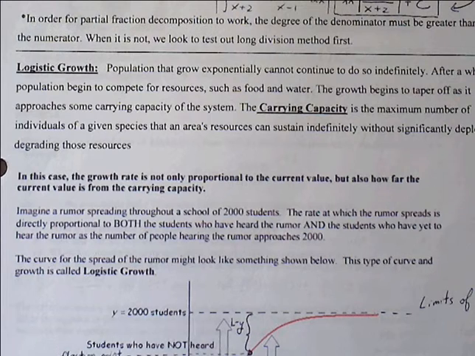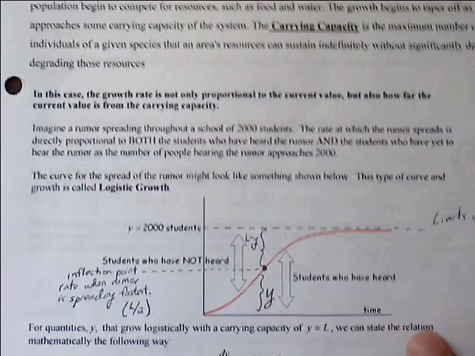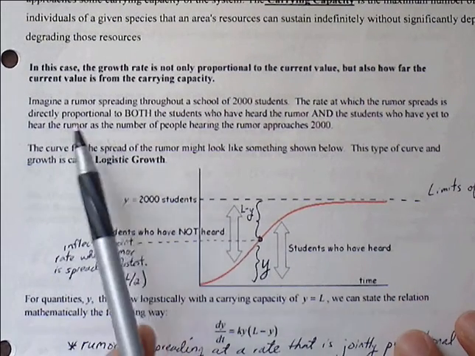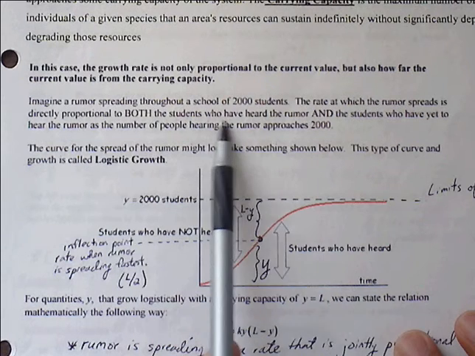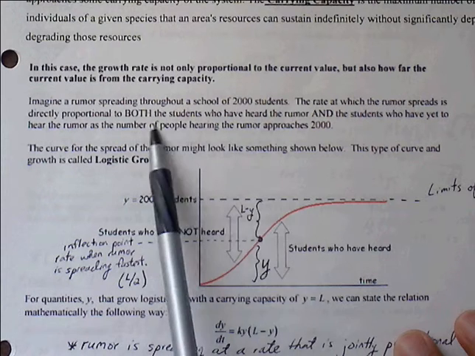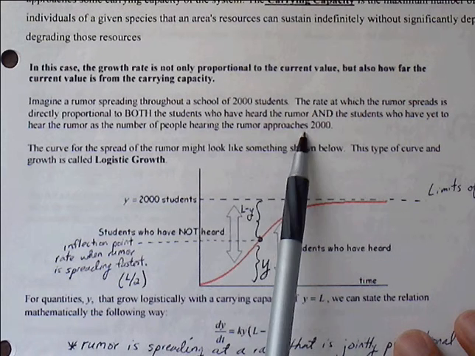In this case, the growth rate is not only proportional to the current value, but also to how far the current value is from the carrying capacity. Okay, so here's an example. Imagine a rumor spreading throughout a school of 2,000 students. The rate at which the rumor spreads is directly proportional to both the students who have heard the rumor and the students who have yet to hear the rumor, as the number of people hearing the rumor approaches 2,000.